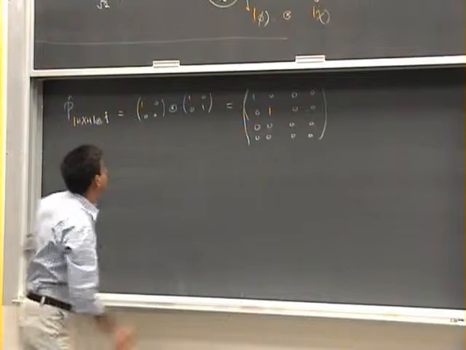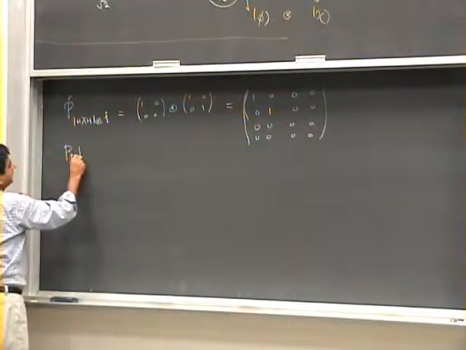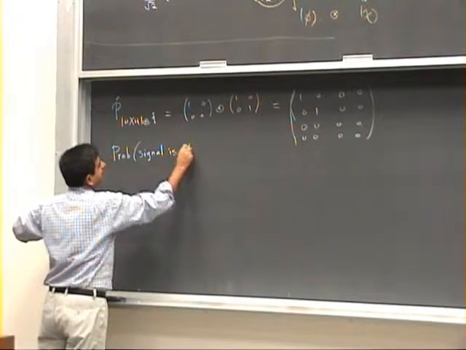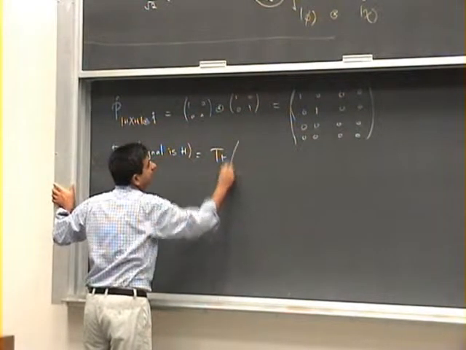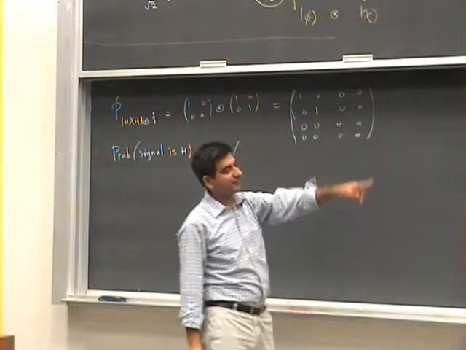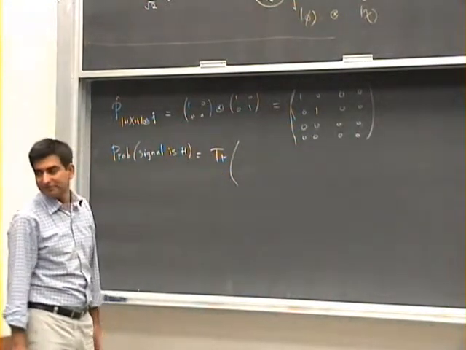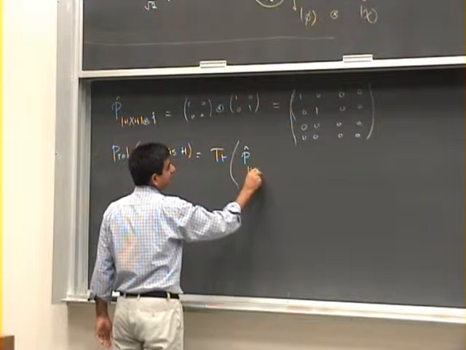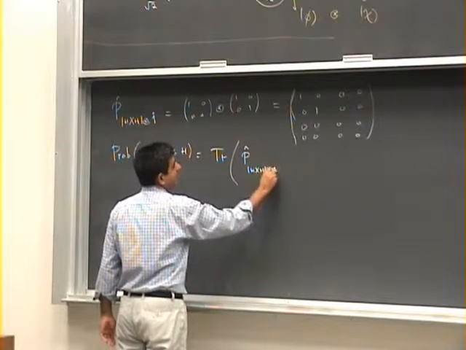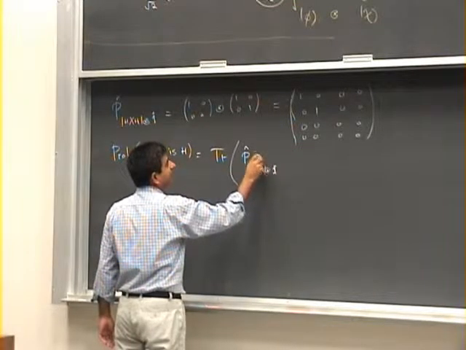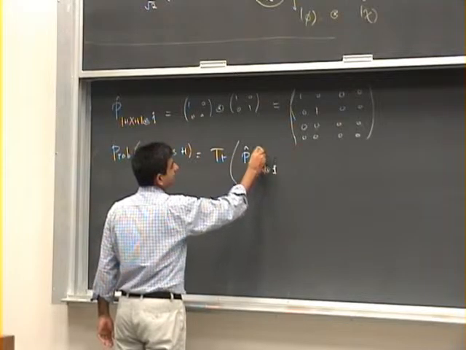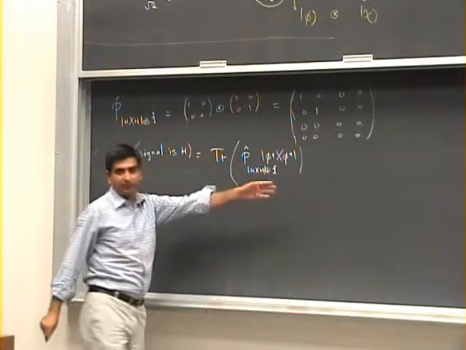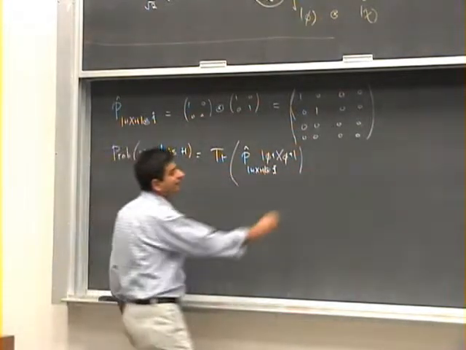Now if I would like to find out the probability that my first photon, the signal, is horizontally polarized, I will just take the trace of the product of this projection operator with the density operator. I form the product, I take the trace, and my result is half.